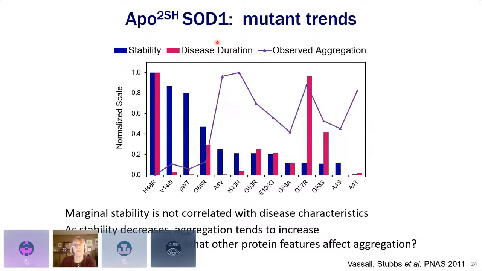What we found was if we look at the stability, which is normalized here and organized from most stable variant to least stable variant in the reduced apo form, the wild type is here. So not every mutation is destabilizing in this immature form. If you compare that with the disease duration, you get no correlation, right? The magenta bars are all over the place. So we don't have an answer from just stability. But we do see that as stability decreases, aggregation tends to increase. That is the purple line here. I say tends because there's a lot of variation here, so clearly other things are important for the aggregation as well.